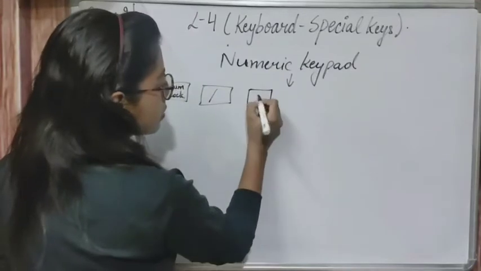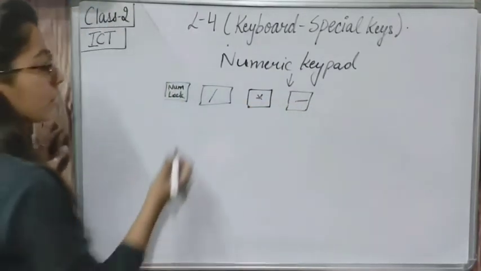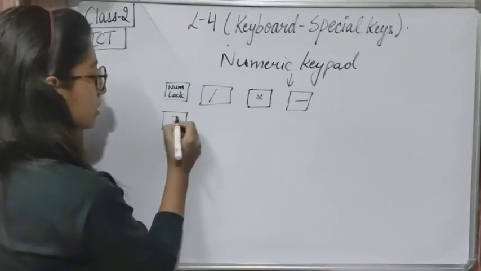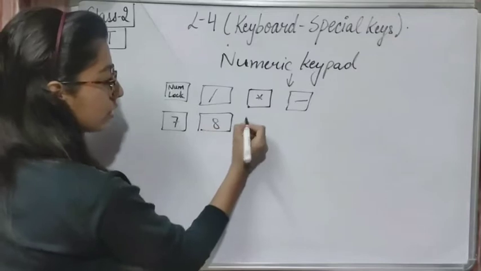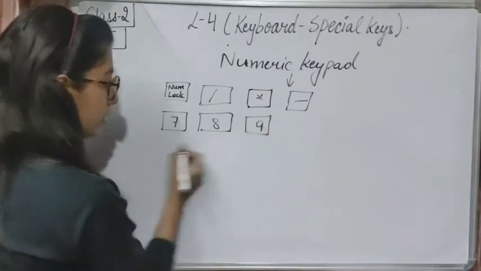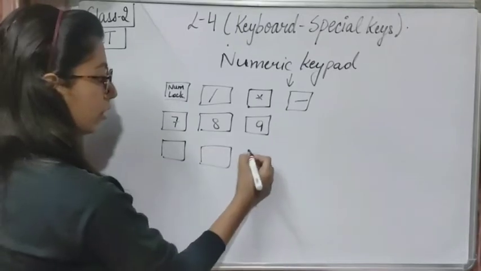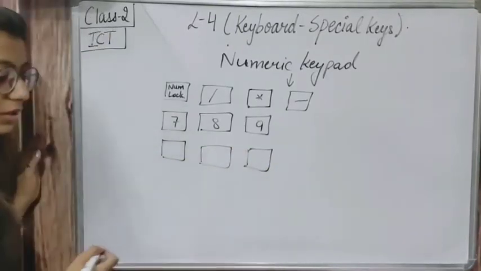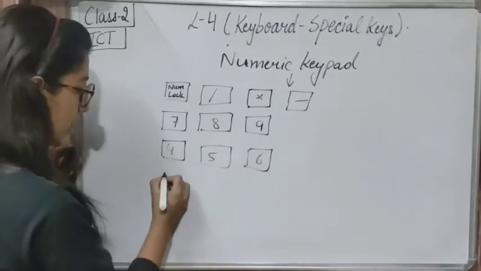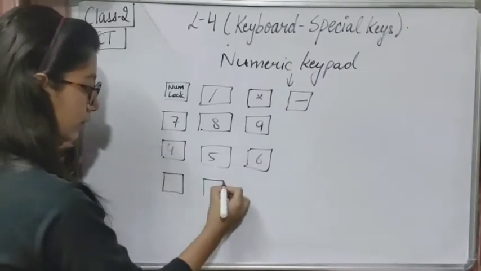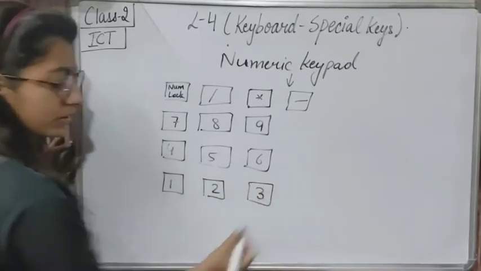Okay, these are the symbols. Again, this is also a symbol. Then here it is written 7, and it is written 8, 9. I'm making here, just see it carefully, 4, 5, 6 and it is 1, 2 and 3.